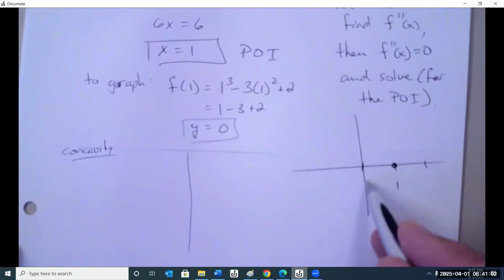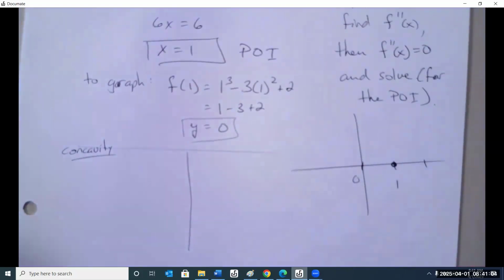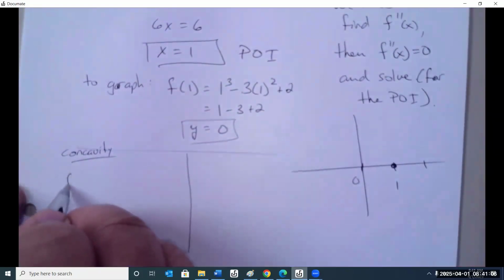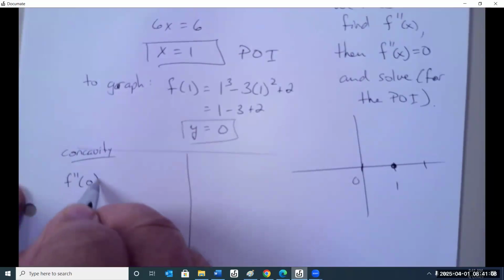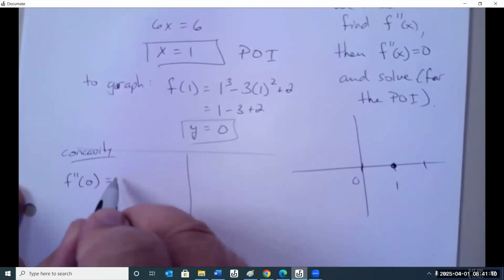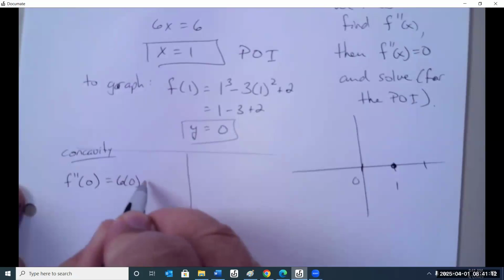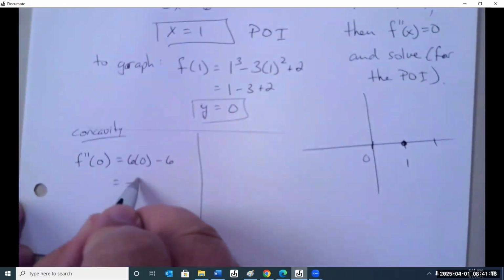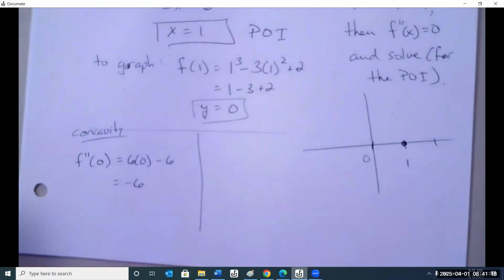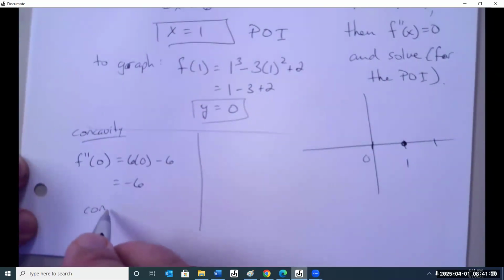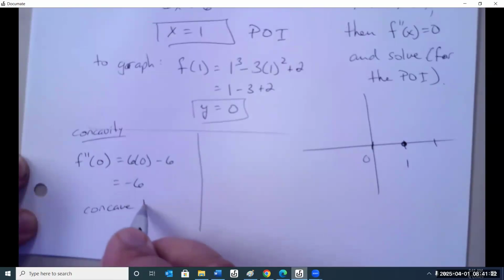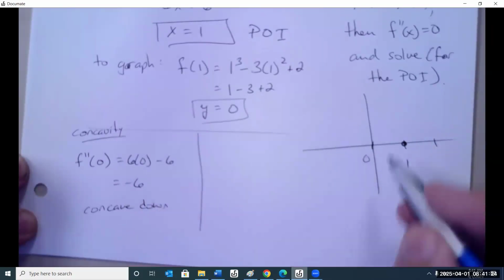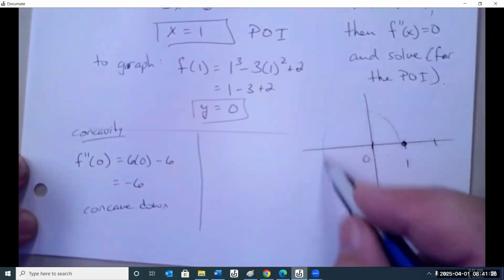So pick a number to the left of it. Plug that in the second derivative. We get negative 6. So it's concave down. That means the graph on this side has to look something like this.